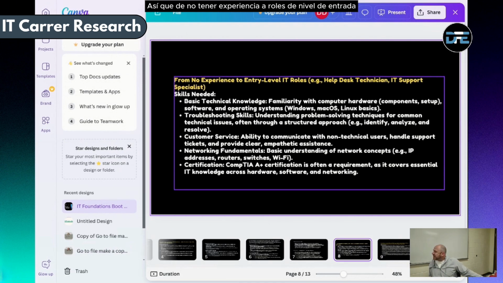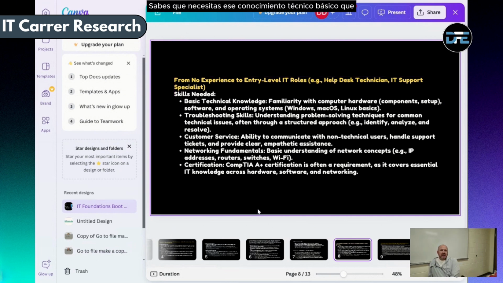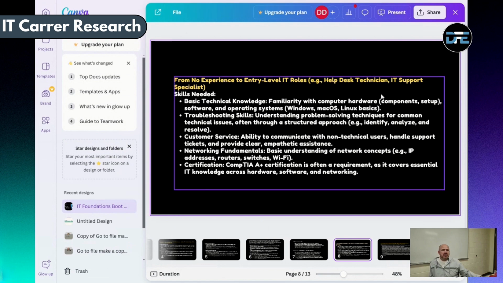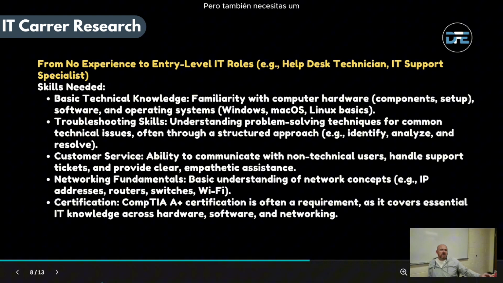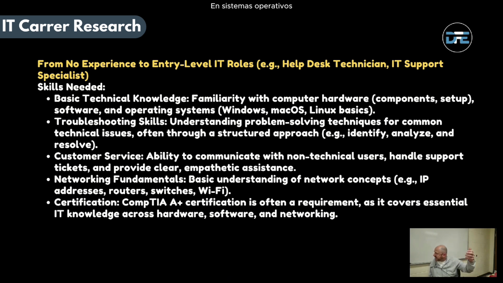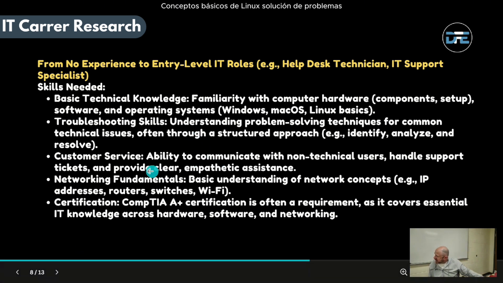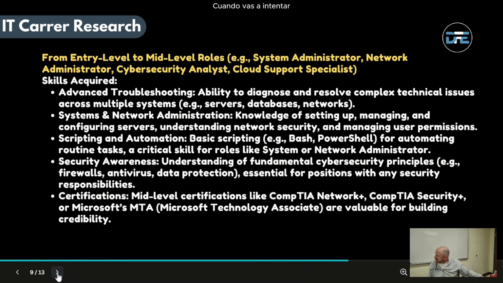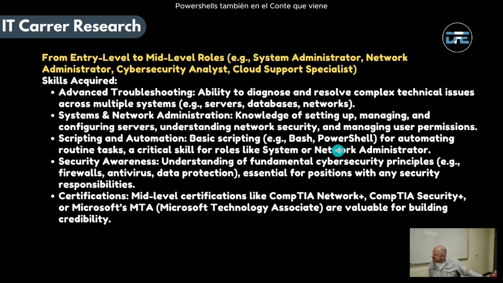So from no experience to entry level roles, you need that basic technical knowledge that you're getting in this class, right? But you also need to kind of expand upon that, into operating systems, Linux basics, troubleshooting, problem solving, customer service, network fundamentals, certifications, so that's the entry level. What you're going to be trying to do, after that first initial career experience, is more advanced troubleshooting. You might be looking at scripting, the bash, PowerShell. Both of those are topics. PowerShell is also in the CompTIA coming up. You'll see that. PowerShell is the other scripting language for Windows. You're going to learn a little bit about that. Managing user permissions is in CompTIA as well.